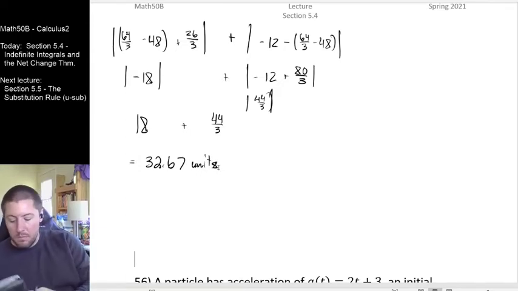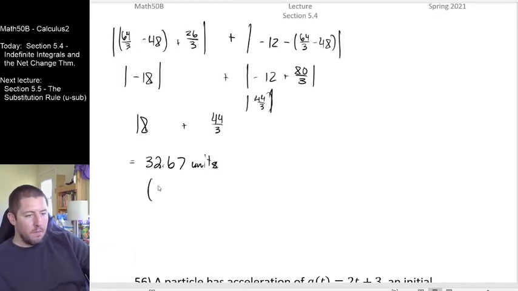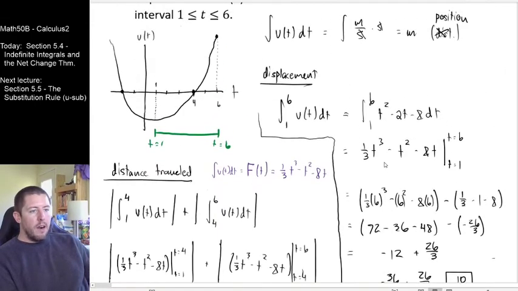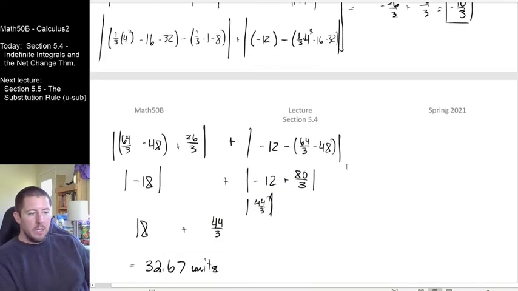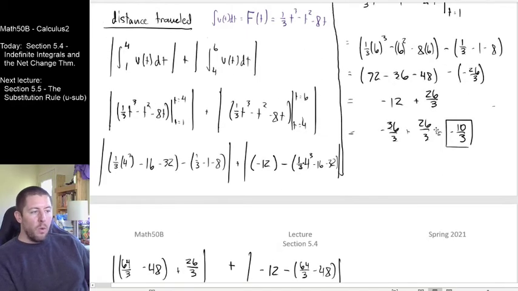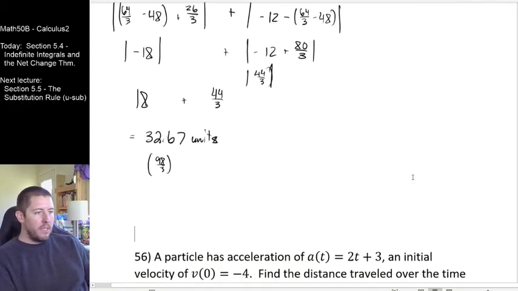That's right. Or 98 thirds. I'm getting for my total distance right there. So really kind of what I'm seeing here is when we started at time 1, we were moving to the left. At time 4 is when we turned around, and then until time 6, we went to the right. In total, we actually ended up to the left of where we started from.